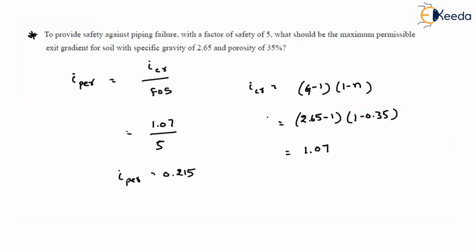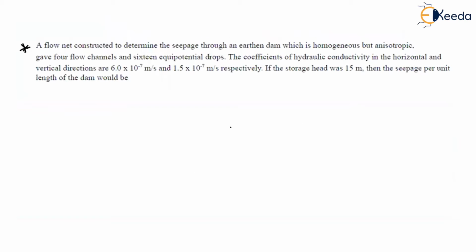Just a direct formula oriented question. Move on to the next. What is the given data? A flow net is constructed to determine the seepage through an earthen dam which is homogeneous but anisotropic. 4 flow lines are given. So how many flow lines are given? 4. And 16 equipotential drops are given.